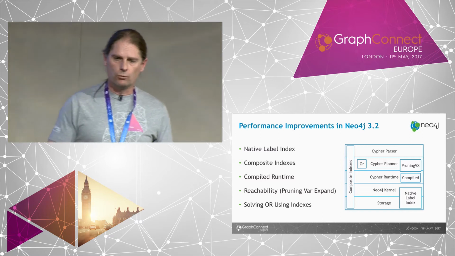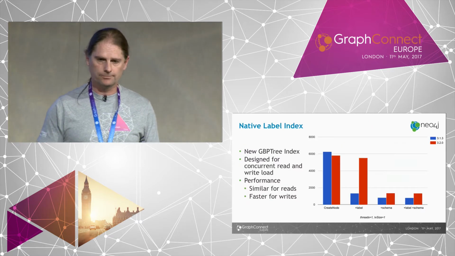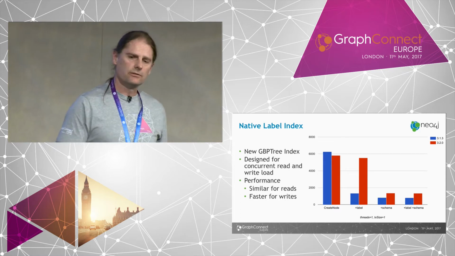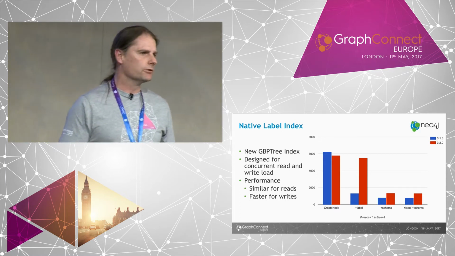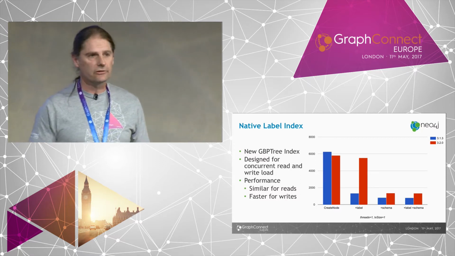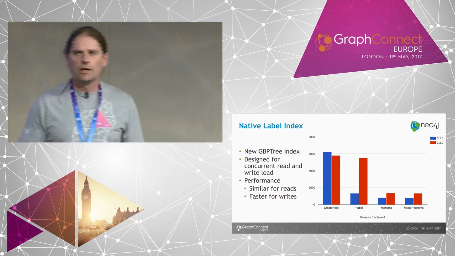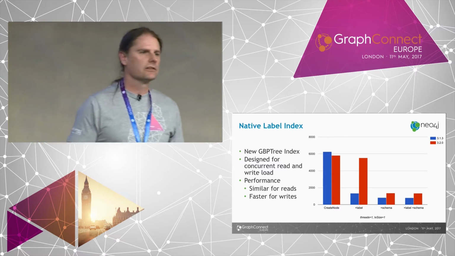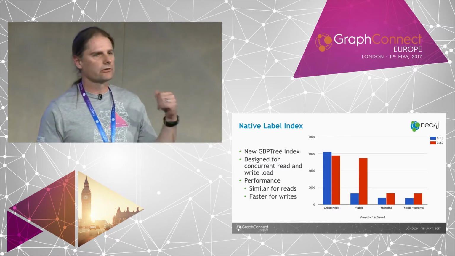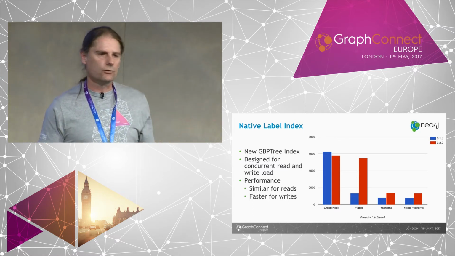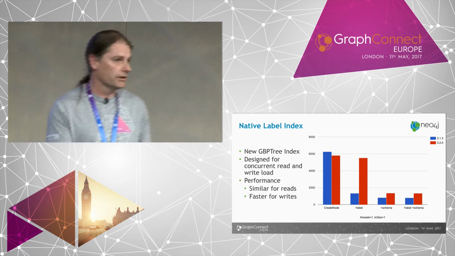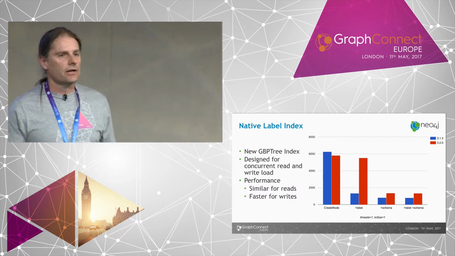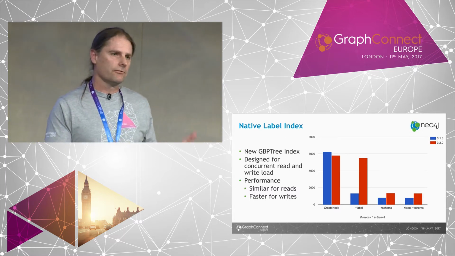Let's go through these one at a time and see what we've got. The native label index. I think it's quite likely that most people don't even know that such a thing exists or what it is. This is an index that makes things faster if you ask a question like, find all nodes in the database that are musicians, and you have a label called musician. So it will go to a special index that finds nodes by label.